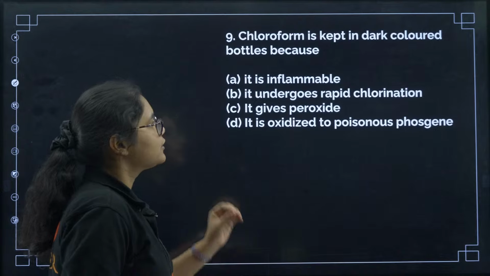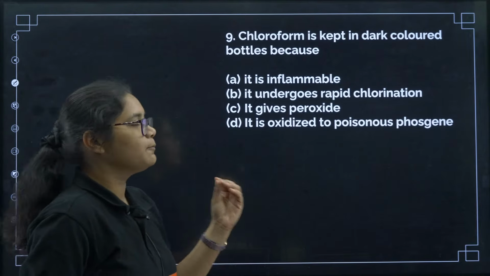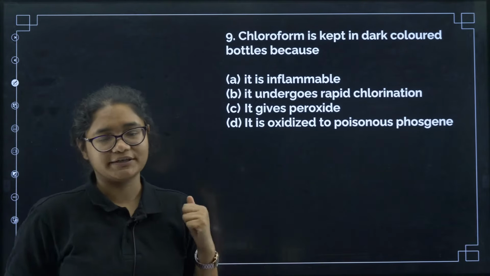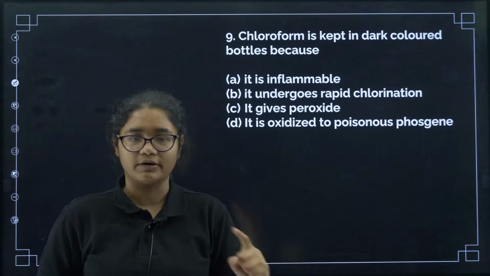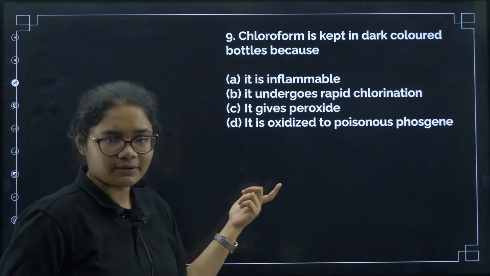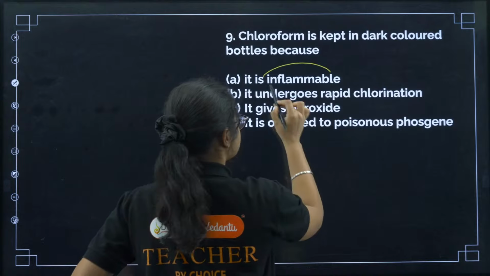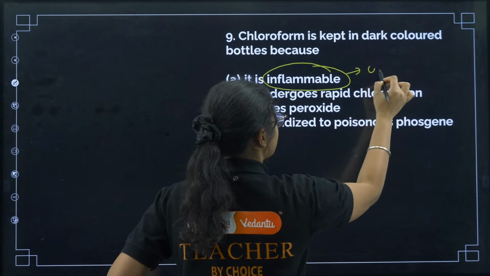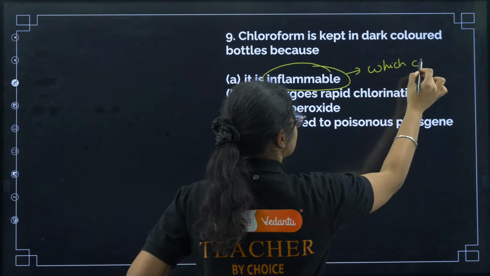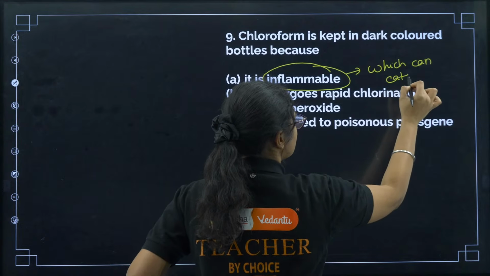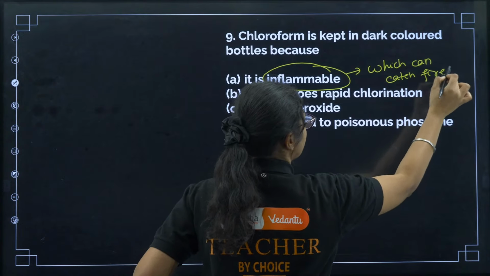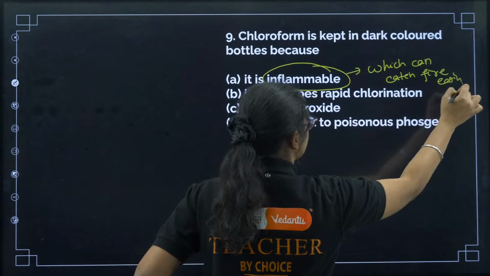Question number 9. Chloroform is kept in dark colored bottles because, very easy question, and one of the most important questions as well. It is inflammable. Inflammable means, what is the meaning of inflammable? Something which can catch fire easily. Okay, which can catch fire easily. That is the meaning of inflammable.